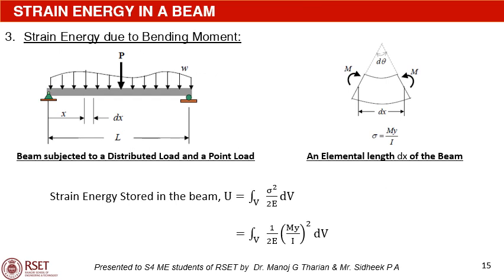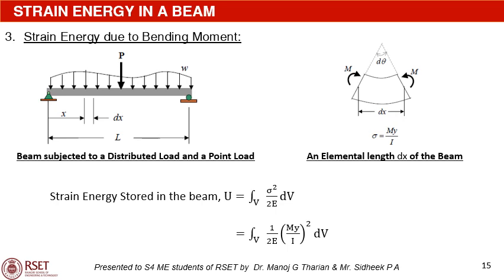In case 3, we will derive the expression for strain energy for a beam. Consider a beam of length L and supported at its ends and is subjected to a distributed load and a point load as shown in the figure. Consider an elemental length dx of the beam at a distance x from the left support. Let M be the bending moment acting on the element as a result of the load.